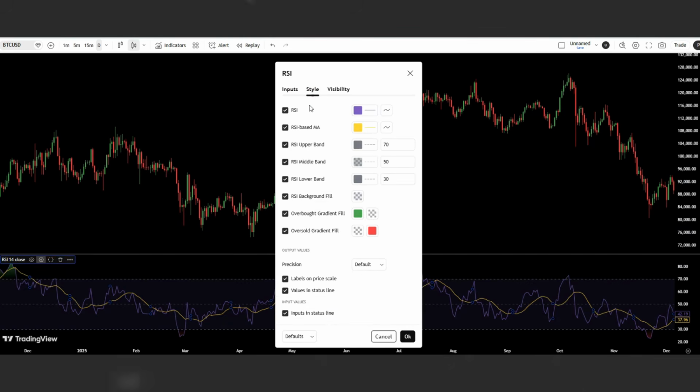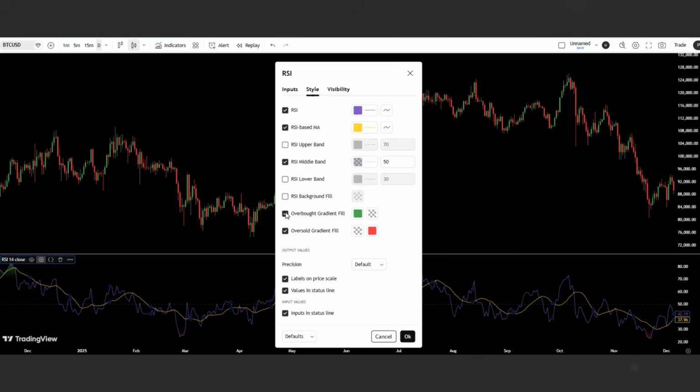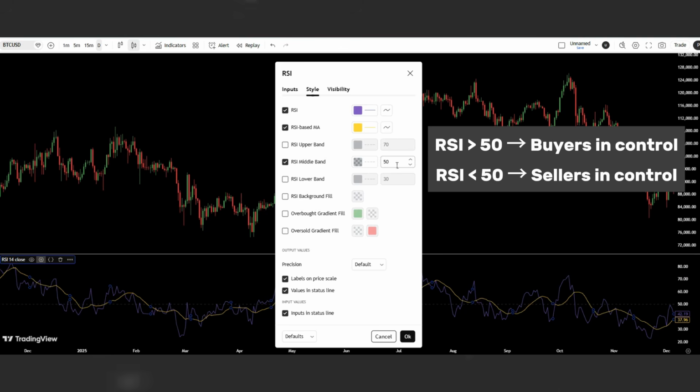Now move to the Style tab. Here keep only three things visible: the RSI line, the RSI based MA, and the RSI middle band. Uncheck everything else to keep the chart clean. Set the RSI middle band to 50. This level is very important because it separates bullish momentum from bearish momentum. Above 50 means buyers control the strength of the market. Below 50 means sellers control the strength.